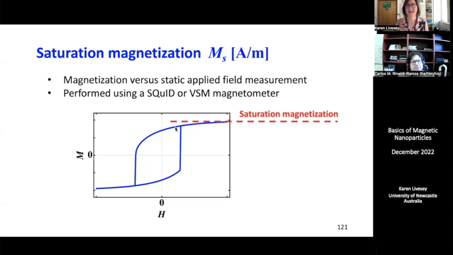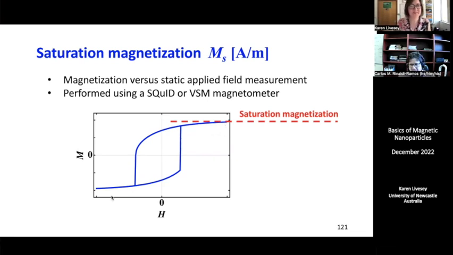It's a hard term. You often read in papers, people say the saturation magnetization is this. And I'm like, well, you can't measure it. You can't know where this is flattening off. But we can get pretty close. When it's effectively looking flat, we can say, okay, that's the saturation magnetization.